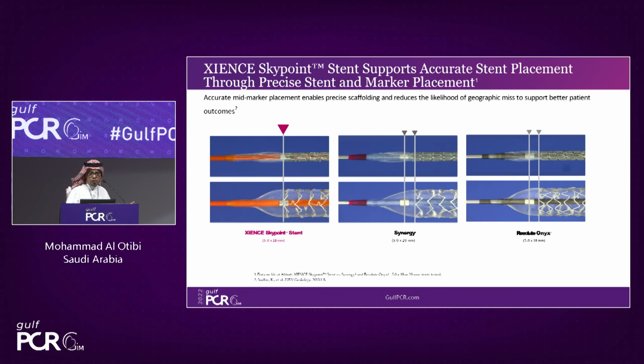The other important point in the stent, particularly if you struggle between the starting and the landing zone, like in this case, is that you need a reliable marker. The Zion stent gets this accurate mid-marker placement, which changes very little after even inflation. So it's put in a way that it stays where it is.